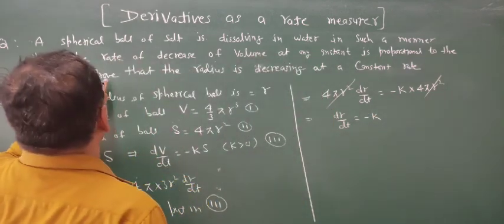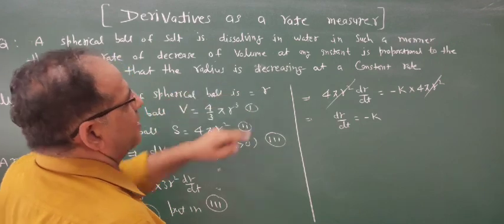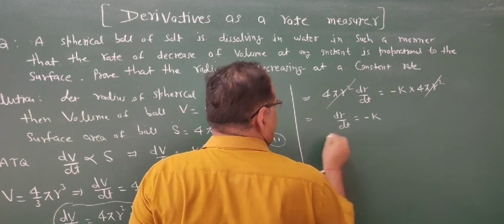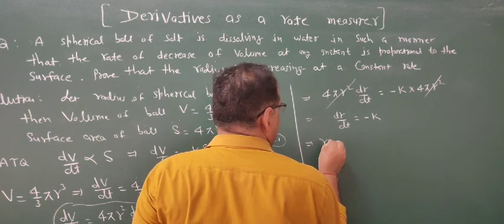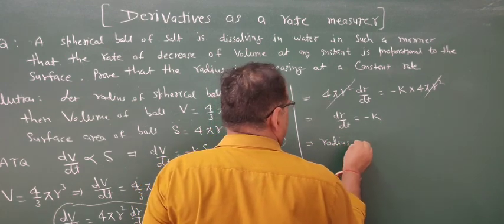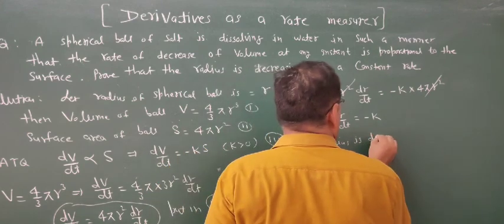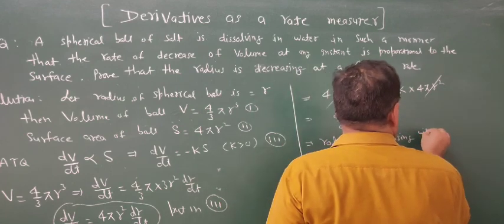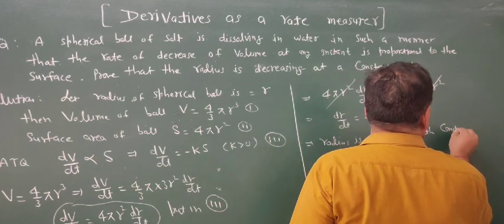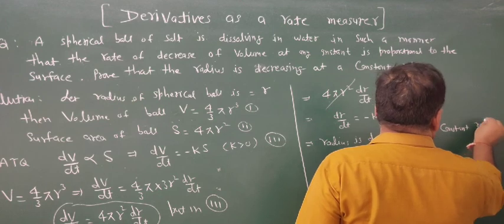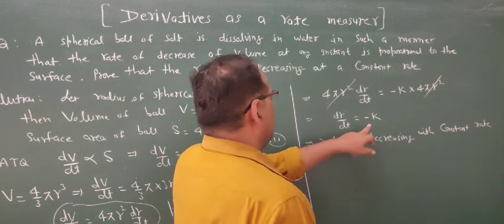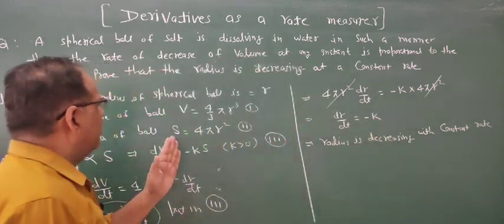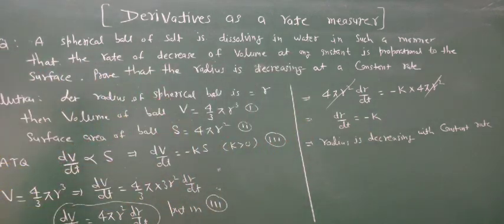We want to prove that the radius is decreasing at a constant rate. dr upon dt is coming with minus sign and a constant. This shows that radius is decreasing with constant rate. Minus sign shows that the radius is decreasing and k is the constant here. So this shows that the radius is decreasing at a constant rate.